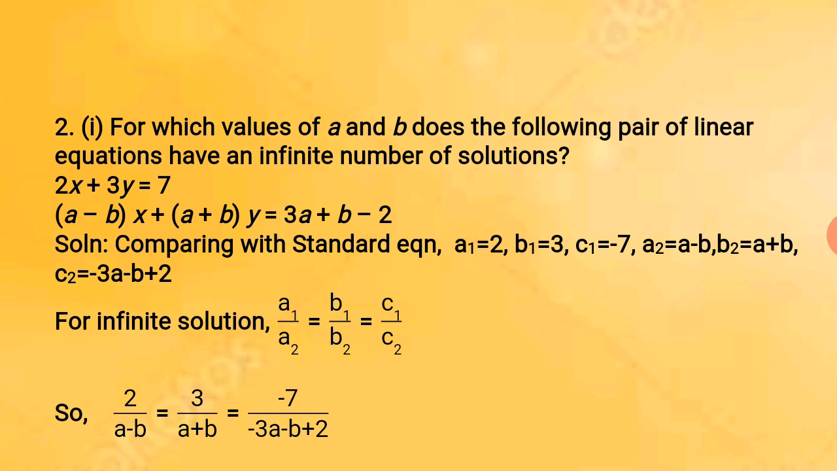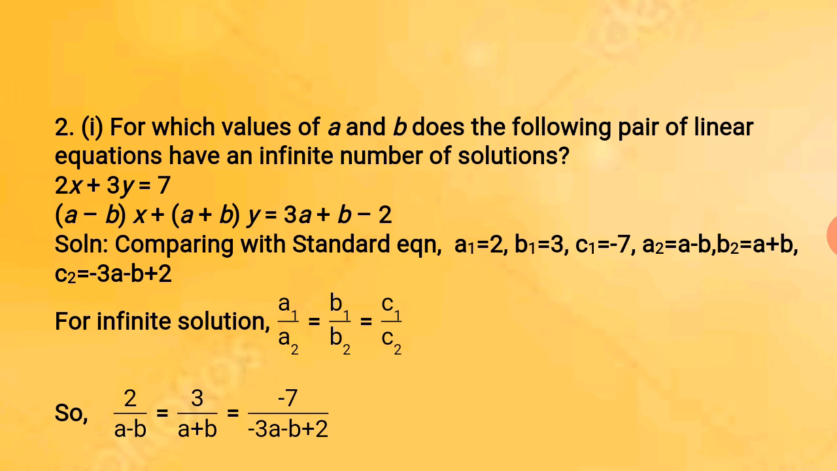We'll write them in the standard form and then we'll find out the values of a1, b1, c1, which is quite easy in this case. Here a2 is nothing but a minus b, b2 is a plus b, and c2 will be all the things taken on the left hand side. So it is minus (3a plus b minus 2).